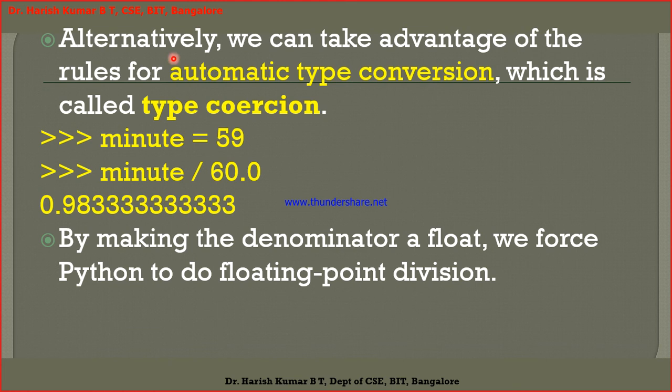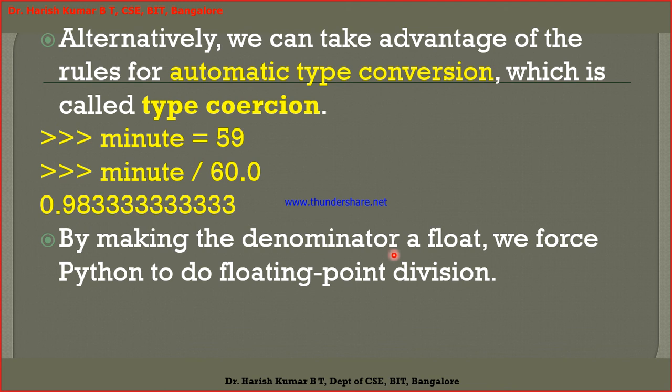Now alternatively, you can also use the automatic type conversion. This is called type coercion. Say for example, minute is equal to 59. Now I don't want to cast this to float. So what I can do is write the denominator as a float. Earlier we wrote it as 60, now I'm writing it as 60.0. Now you get it. This is what is called type coercion.